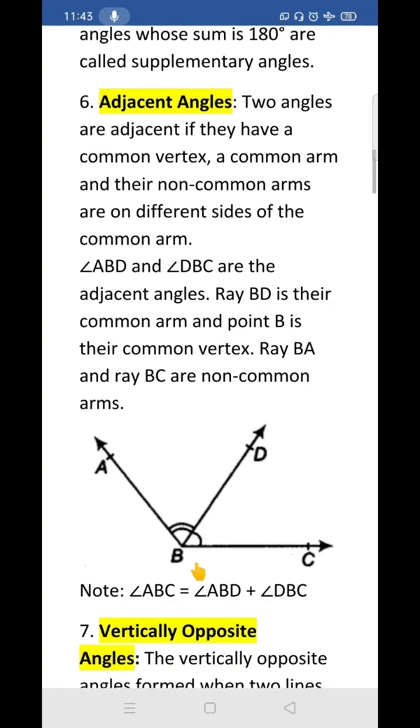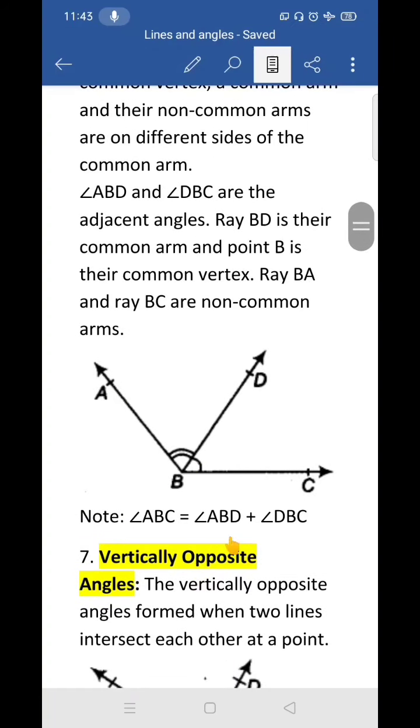So now here you can see angle ABD and angle DBC are adjacent angles. This angle and this angle are adjacent angles.